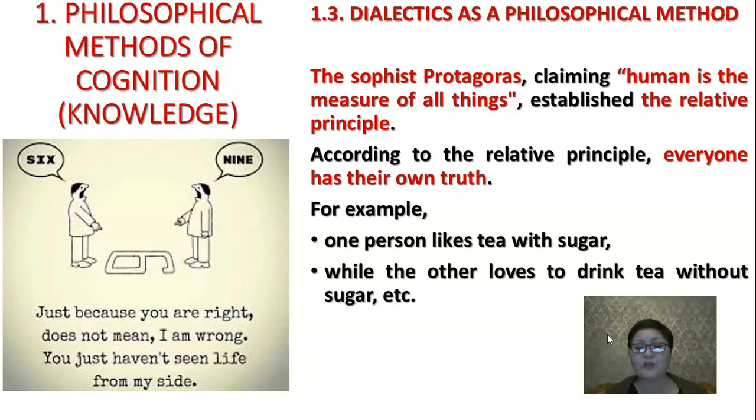So, which tea is pleasant? Tea with sugar or without sugar? So, I told you, everyone has their own truth. Look at this picture. This number is 6 for this person, but for this person, this number is 9. So that's why just because you are right does not mean I am wrong. You just haven't seen life from my side.